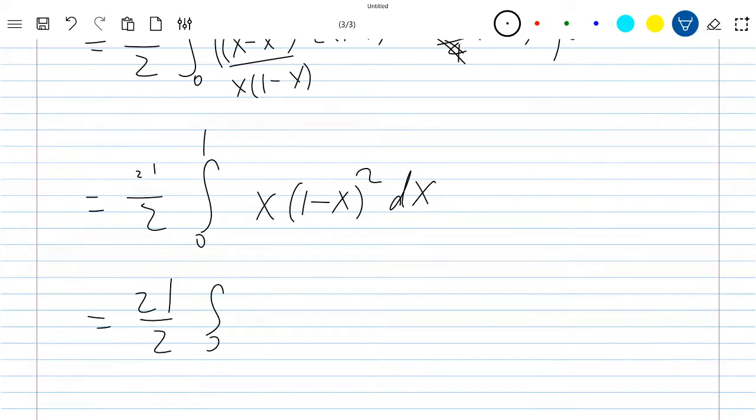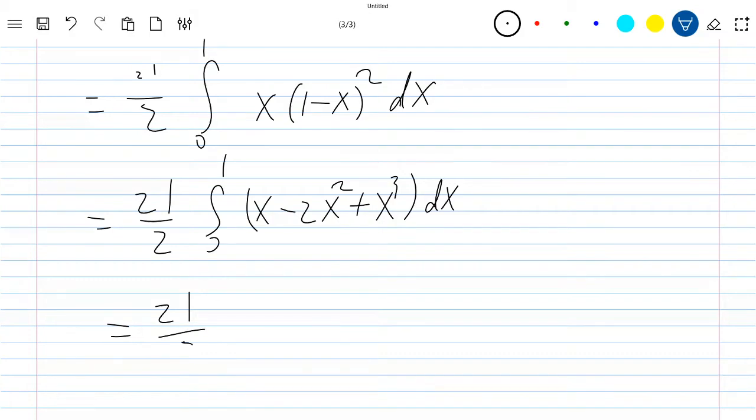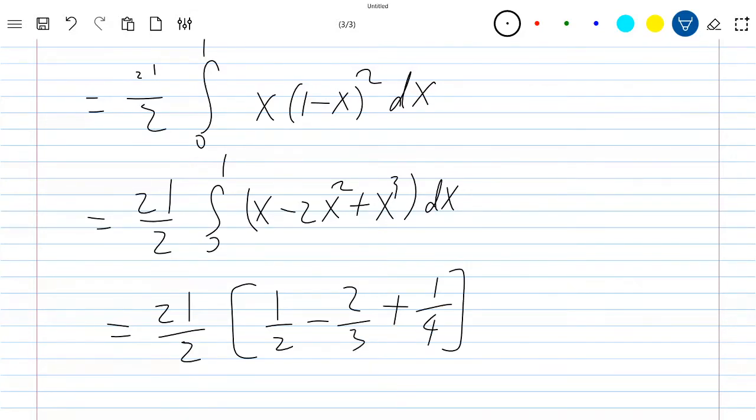Then you get x minus 2x squared plus x cubed. Right? Almost done. So 21 over 2. Then x squared gives you 1 half. Then plug in 1. Then minus 2 over 3. Then plus 1 over 4. And that's it. So what is it? This is 1/6. Right? Oh, this is negative 1/6.